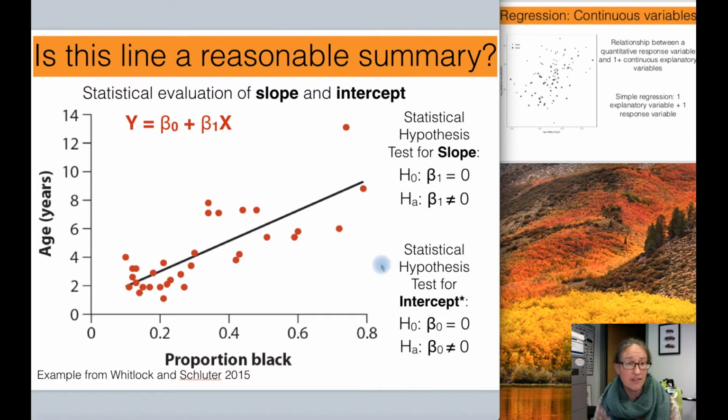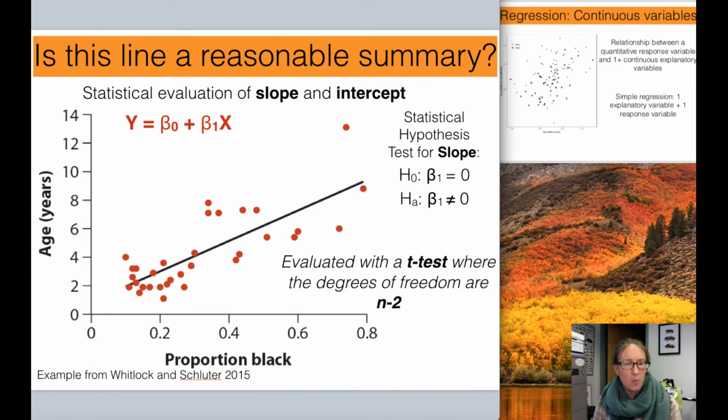And there's a similar statistical hypothesis test for the intercept term as well. In general, we probably won't be particularly interested in the intercept term, but I will show you an exception to this at the end of this video. But the type of statistical test is very much equivalent for the intercept. So the null hypothesis is that the intercept is 0, and the alternative is that the intercept is not equal to 0. So we have to do a statistical evaluation to determine whether or not that line is a reasonable summary of the relationship between the two variables.